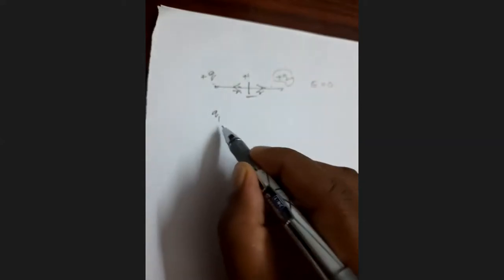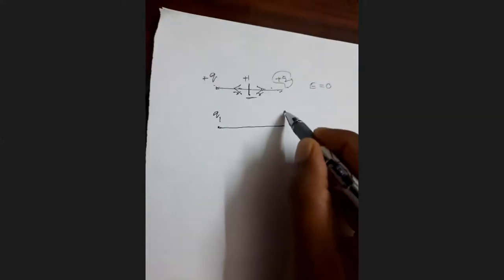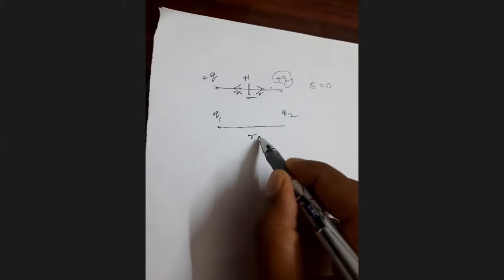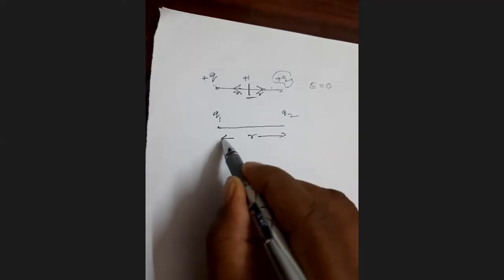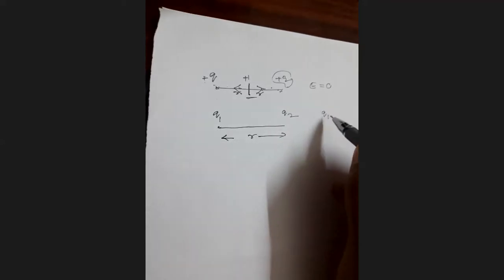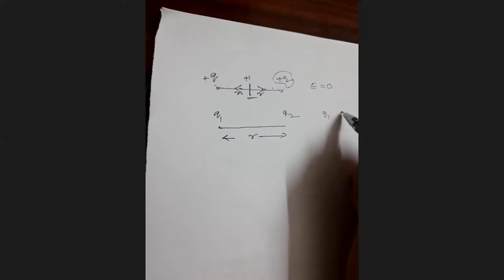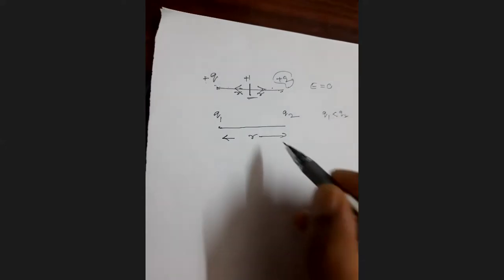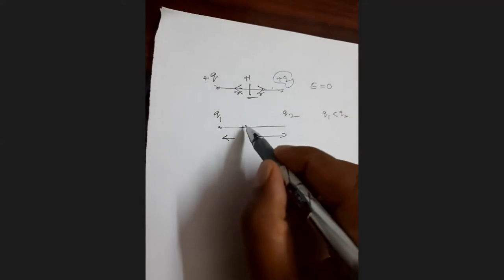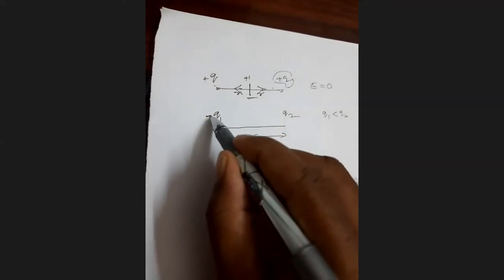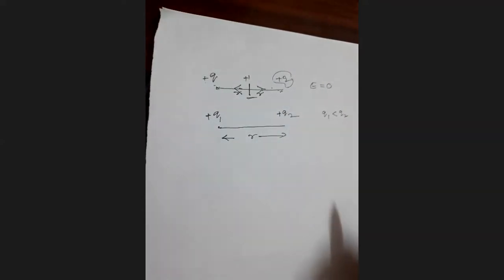Now I am considering two different charges, q1 and q2, which are separated by the distance r. Here q1 is the smaller charge, q2 is the bigger charge. Okay, q1 less than q2. Right. Suppose, because I consider both are like charges, plus q1 and plus q2.